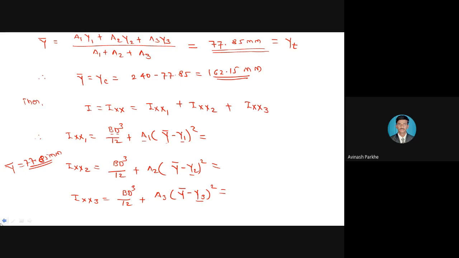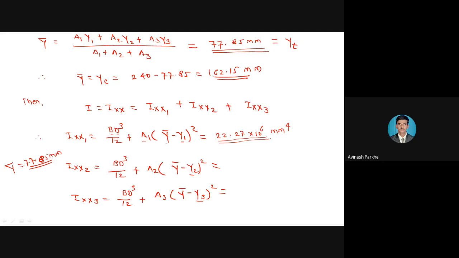Yes, what is the Ixx1? 22.27 into 10 raised to 6 mm raised to 4. Others, please check your answer. Yes, 22.27 into 10 raised to 6 mm raised to 4. Do the calculations properly. Those who have calculated Ixx1 go for the Ixx2 calculation.